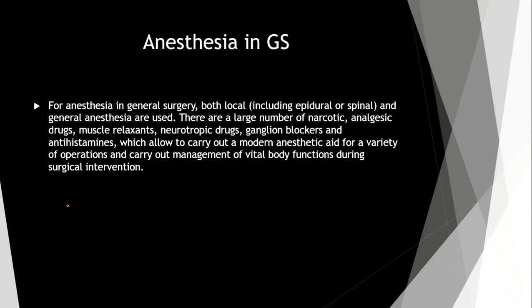Anesthesia in general surgery. For anesthesia in general surgery, both local, including epidural and spinal, and general anesthesia are used. There are a large number of narcotic analgesic drugs, muscle relaxants, neurotropic drugs, ganglion blockers, and antihistamines, which allow us to carry out a modern anesthetic aid for a variety of operations and carry out management of vital body functions during surgical intervention.